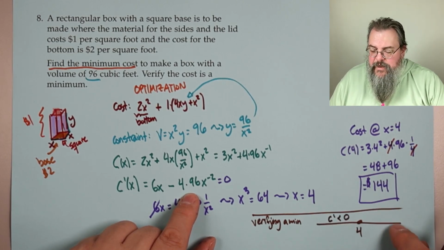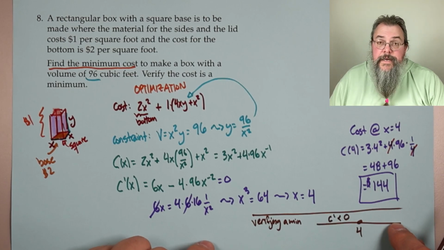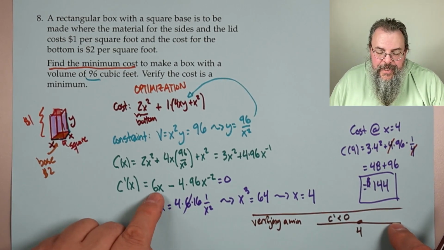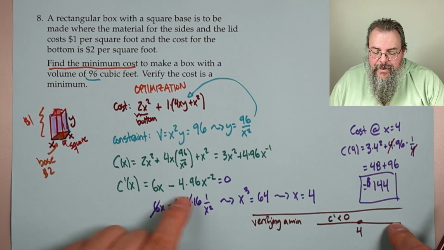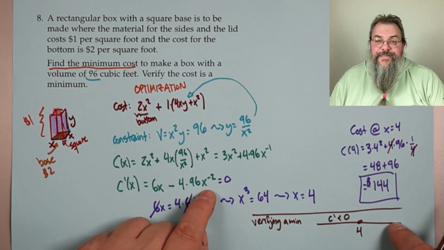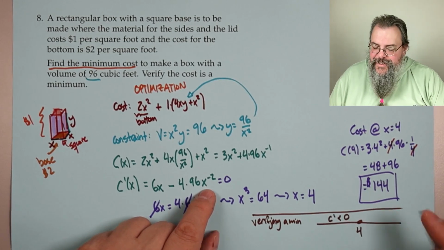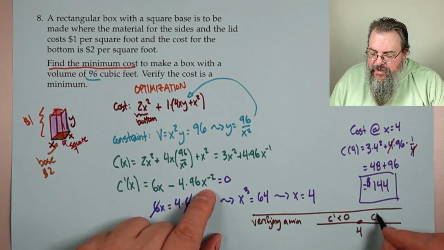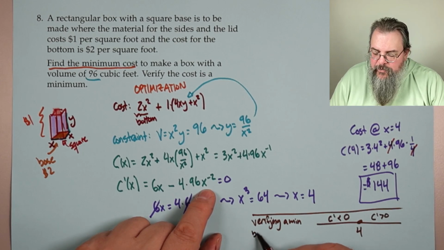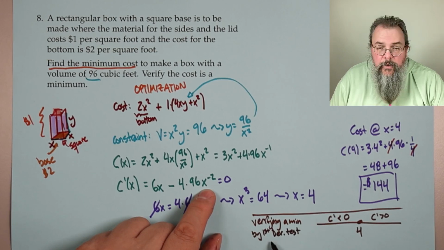Now pick a number bigger than 4, like a billion, right? There's no restriction. 6 times a billion is huge. A billion to the minus 2 is tiny, basically 0. So we see here C prime is positive, and so by our first derivative test, we see that 4 is a min.